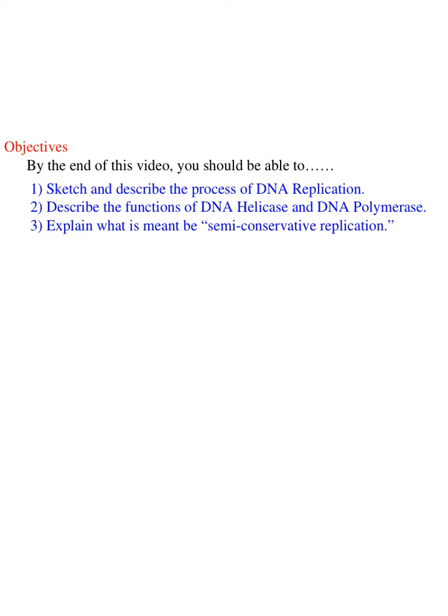Now, by the time we're done here, you should be able to sketch and describe the process of DNA replication, meaning you should go ahead and from scratch, from just like a blank piece of paper, sketch everything out and describe what's happening. There's a couple of important enzymes, helicase and polymerase. You'll have to be able to describe their function, and you'll be able to hopefully define what's meant by semi-conservative replication.